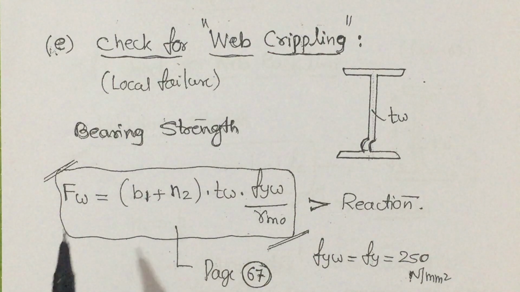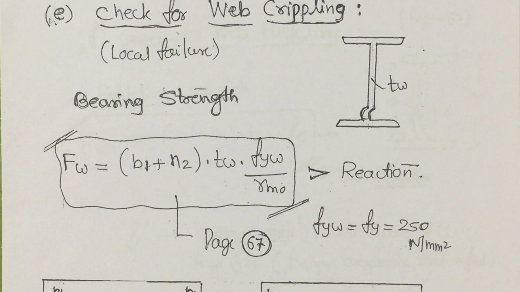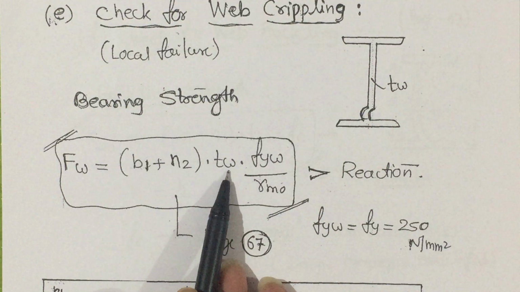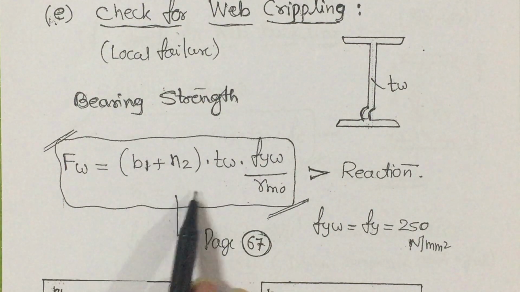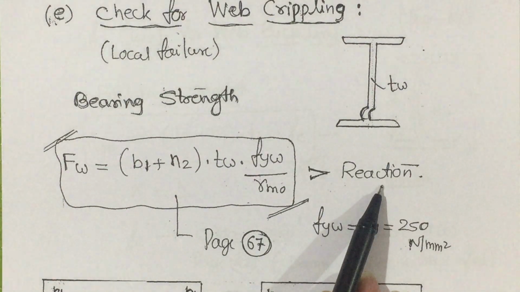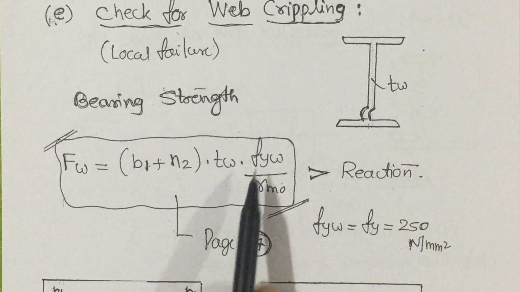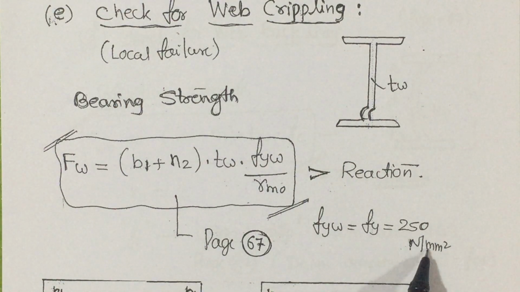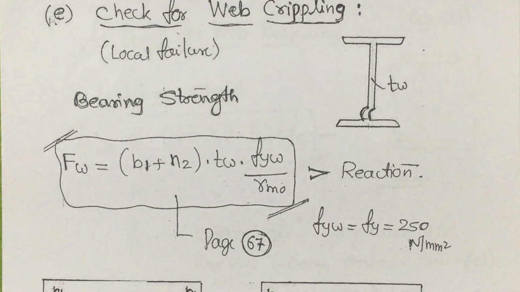So, here bearing strength is given by Fw is equal to (B1 plus N2) multiplied by Tw into Fyw divided by gamma m naught. It should be greater than the reaction, where Fyw is nothing but Fy, that is given by yield stress 250 Newton per mm square. This formula is given in page number 67.